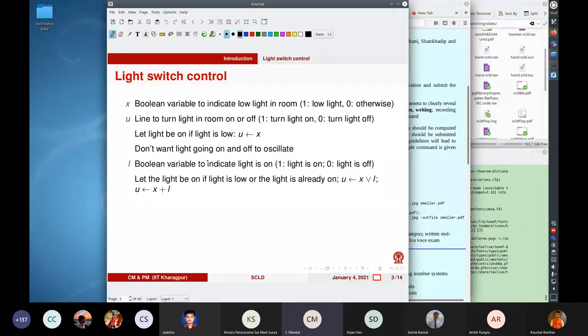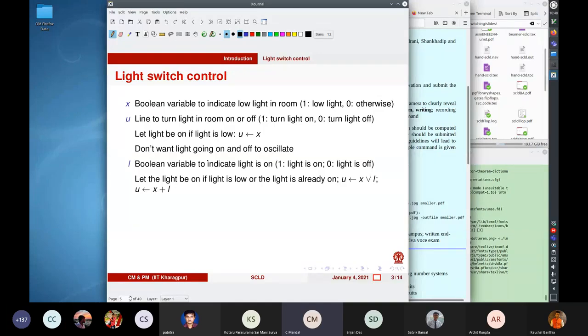So it is 1 if the light is on and 0 if the light is off. So let us just say that we have such a variable. So we can modify this expression a bit. Suppose we say that we'll turn the light on either if it is low light, or if the light is already on, then let it stay on.